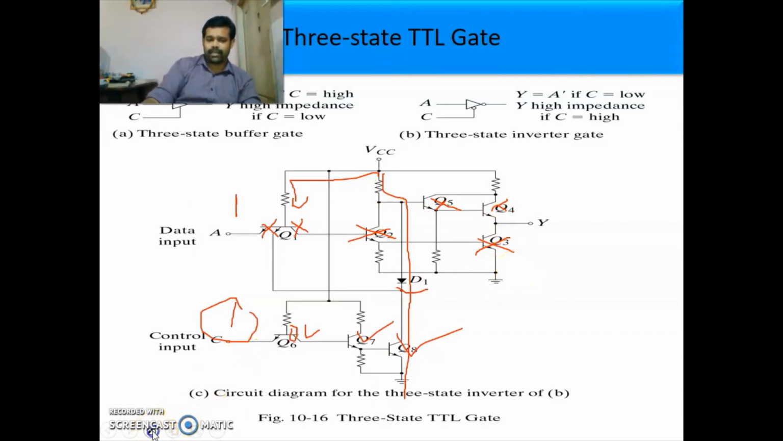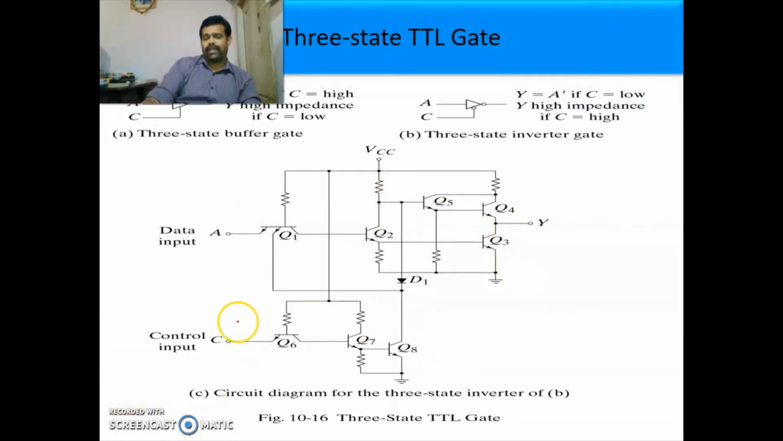I will explain this once more. So we are considering C as 1. Since C is 1, this is forward biased, Q8 is on, then this diode D1 is on, and we are considering D as 1. So when you are considering D as 1, this is a reverse bias. Since Q8 is conducting, more current will be flowing in this direction.